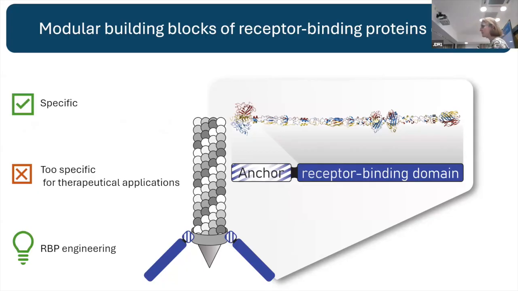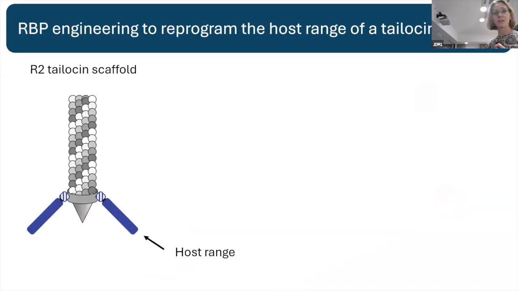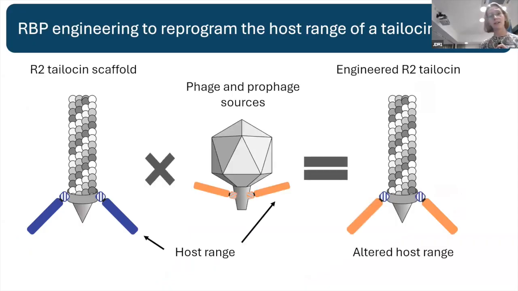A particular advantage here is that they are really specific, that we know, but they are often too specific. And to increase their therapeutic potential, our lab used receptor binding protein engineering. We used it to reprogram the host range of a tailocin scaffold. So if we select a tailocin scaffold and we take the receptor binding domain and substitute it with another receptor binding domain, then we get an R2 tailocin with an altered host range.